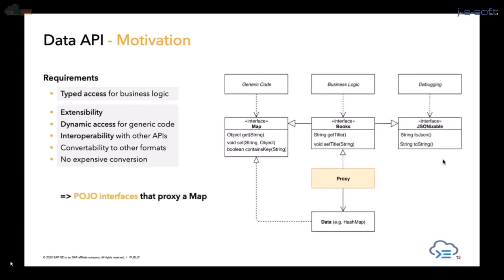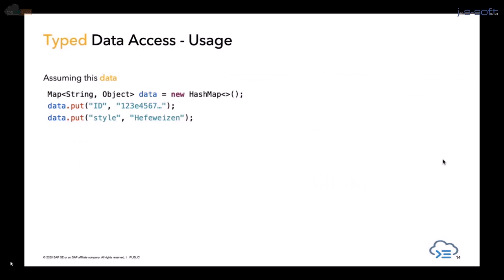That means we keep the data in a map, for instance a HashMap, but we generate POJO interfaces out of your CDS model that you can use via proxy to get typed access to the data in the map. And we also provide you with serialization to JSON in order to make debugging easier. So now let's have a quick look at how this would work.